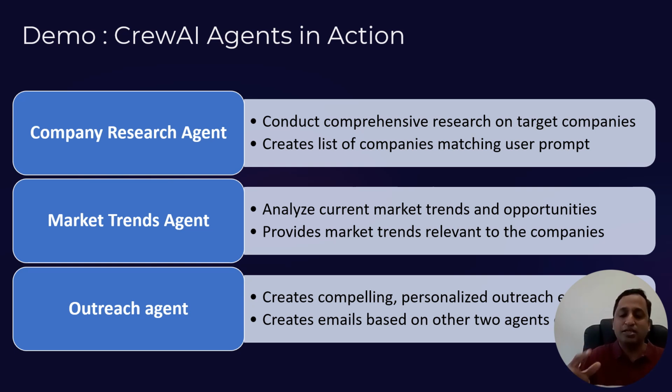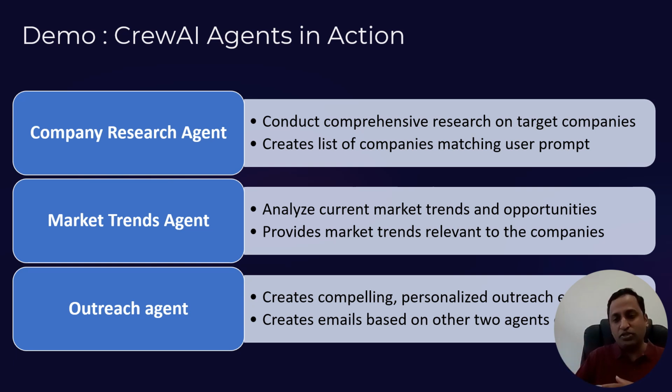It is going to analyze the current market trends or any news about these companies in recent times, and then it presents its report of the market trends and the news on these companies. Now the data from these two agents is passed on to the outreach agent, which creates a personalized outreach email for that particular customer.